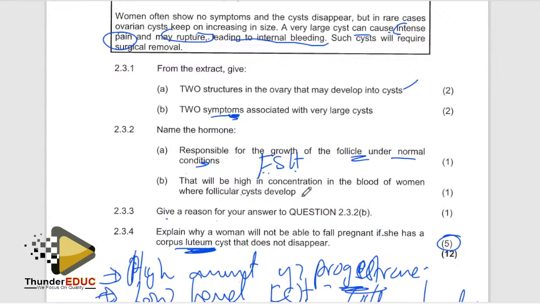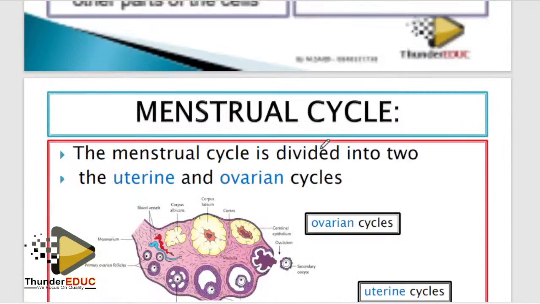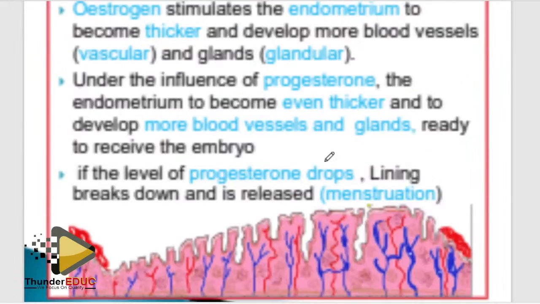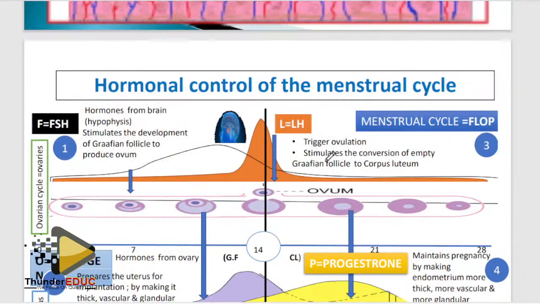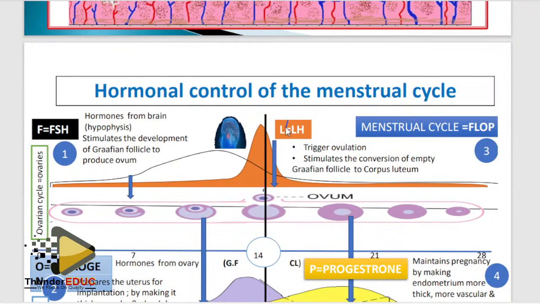Not what is being produced by that follicular cyst. No. They're saying the level of hormone in the blood. Definitely the brain has to release the hormone, and if you come back here to our distinction material, you check here and you see that this is luteinizing hormone.